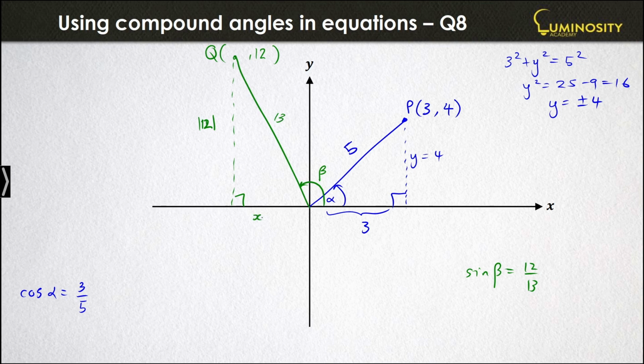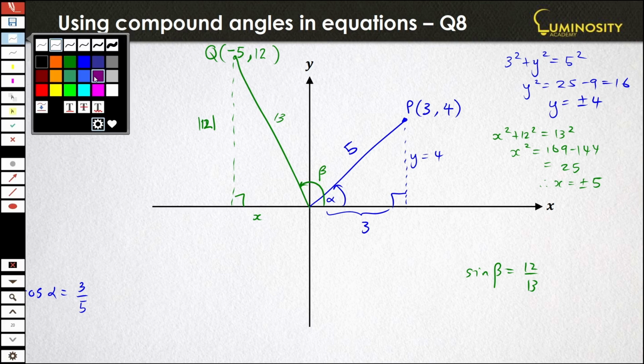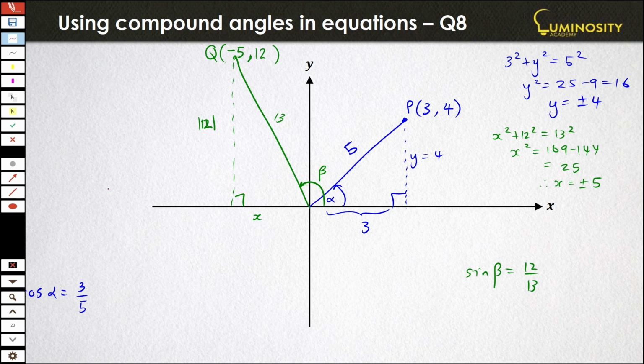So if I look for this x value here, I get x squared plus 12 squared equals 13 squared. So x squared equals 169 minus 144, which is 25. And then taking the square root on both sides, we get x is plus or minus 5. But again, from the analytical geometry standpoint, we are on the negative x-axis. So this is (-5, 12).